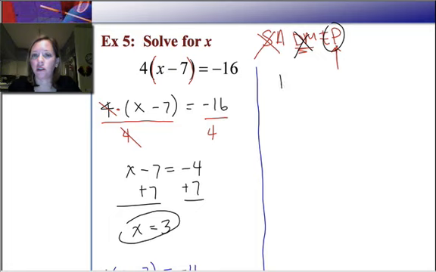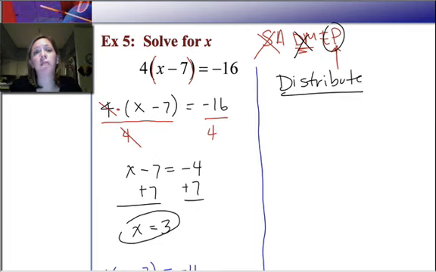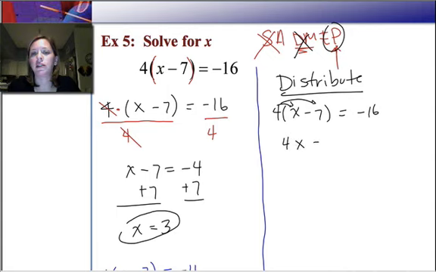The other option, maybe what you were thinking of when you initially looked at this problem, and that's to simplify the equation by distributing first. So if I want to do that, let's start with the equation. We have 4 times x minus 7 equals negative 16. We distribute, multiply 4 times each term, so we have 4x. 4 times negative 7 is negative 28 equals negative 16.